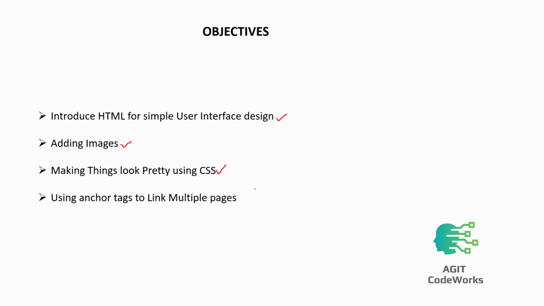CSS, which is our cascading styling sheet, is simply a language completely dedicated to making HTML look awesome. And we're going to look at something as simple as using anchor tags to link multiple application pages on your web application screen. That's anchor tags.